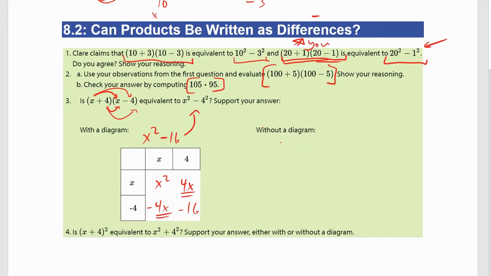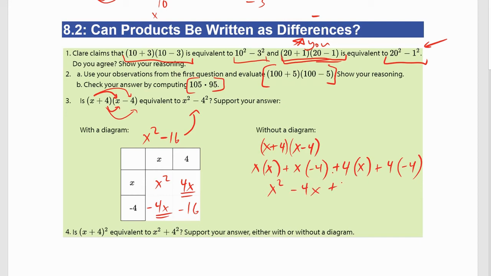Without a diagram, I would just use the distributive property. We got, again, the original situation, the binomial x plus 4 times the other binomial x minus 4. And you use the distributive property, just like how we did earlier. You get x times x, and x times the negative 4. And the 4 distributes, so 4 times the x, and the 4 times the negative 4. You end up getting x squared, negative 4x, positive 4x, and the negative 16. The x's, just like with the diagram to the left, canceled out, and you'll get the same result. So yes, these would be equivalent.